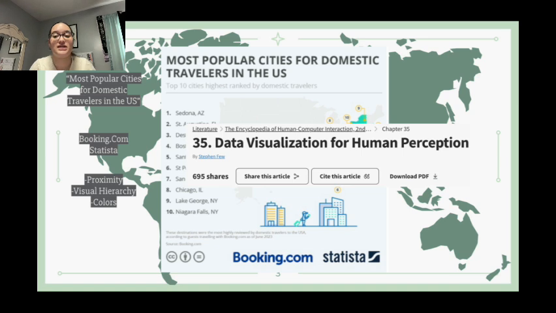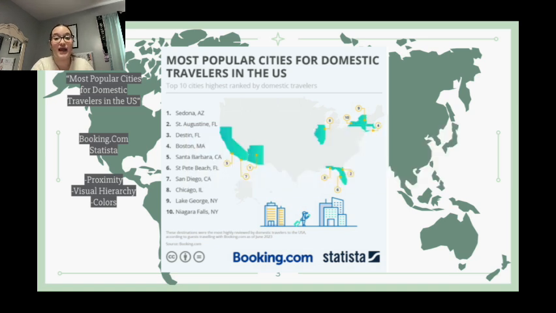We have data visualization for human perception. In this article, it states that at the end of the day, regardless of the information, how an infographic looks is going to help with the information retained. So having a good looking infographic is pretty important, and I feel like in ways to improve, that's what this author could have done better.